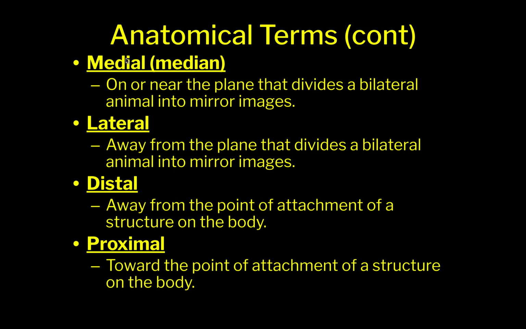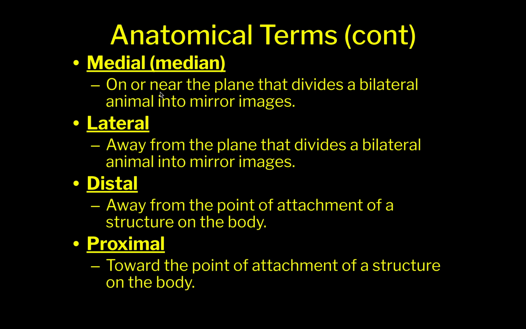Medial, lateral, these are opposites of each other. Medial just means towards the middle of the animal. It's where we make that division of bilateral animals so we can see mirror images. And lateral just means on the side of the animal, so away from the plane or on the animal's side. So again, medial is in the middle, lateral is on their sides.